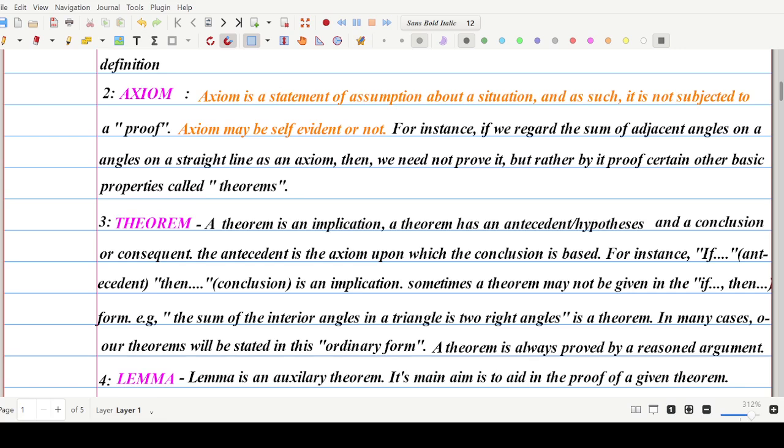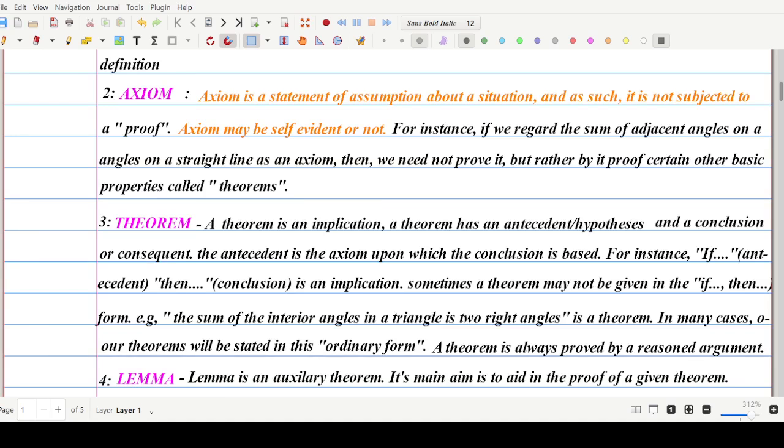Now if we want to translate this into the if then format, it will be: if ABC is a triangle, then the sum of the interior angles is 2 right angles. That is another way we can present this. The sum of the interior angles in a triangle is 2 right angles. So it can be translated into the if then format as if ABC is a triangle, then the sum of the interior angles is 2 right angles. So this is one way a theorem can present itself.